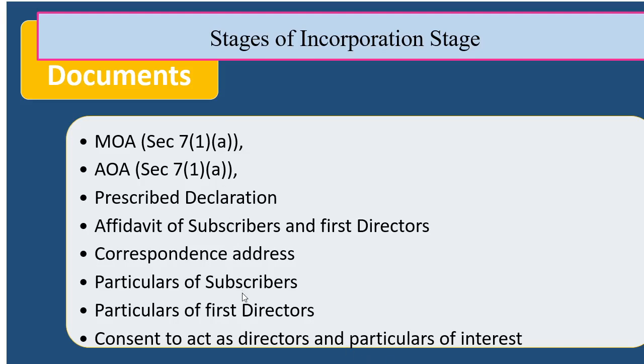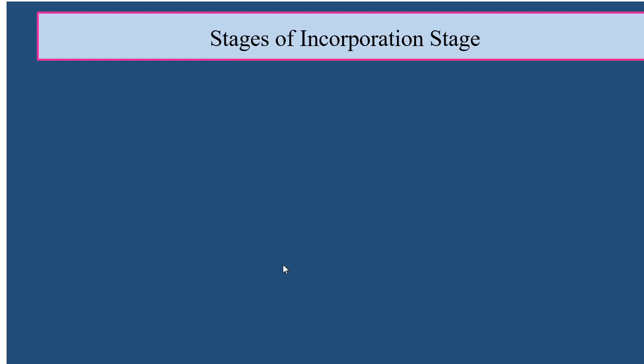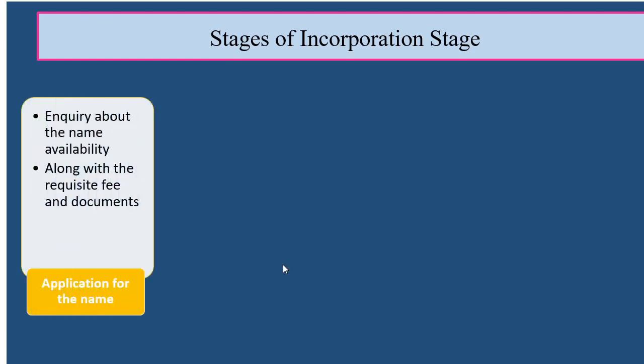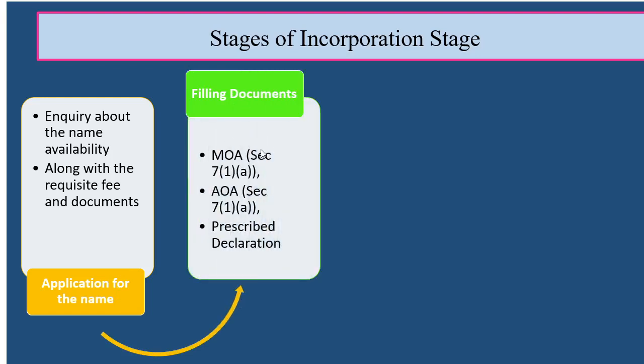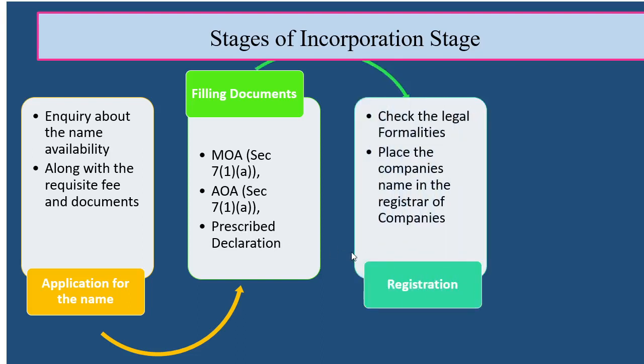So these are all the things or documents associated with the incorporation stage. The first one, application for a company, and the second one, filing documents. While filing documents, these are all things that should be considered. And the third one, registration stage. This is the stage wherein the company is actually going to be registered. Here registration means placing the company's name in the register of companies.